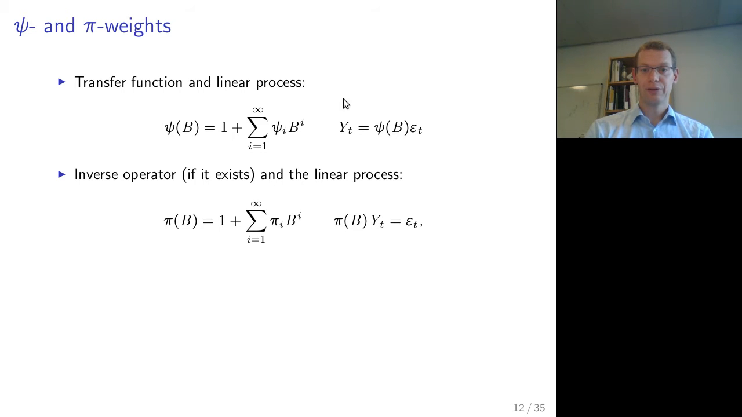Okay, so this is the definition from before of the linear process. If we can invert this polynomial, as in if the inverse operator exists, then we can also write it, well, the form looks the same, but we call them the pi weights when we have this operator acting on y_t instead of acting on epsilon t.